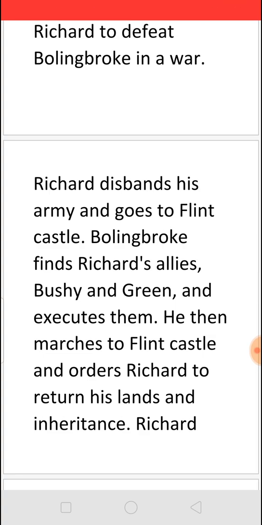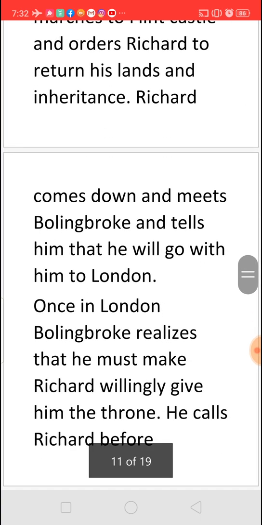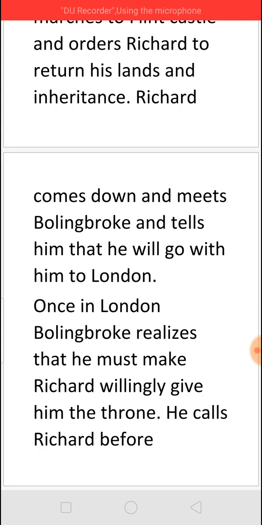And Bolingbroke goes and finds Bushy and Green, who are very close to Richard II, and he kills them. And then he takes his army and goes to the Flint castle and orders Richard to give back his land and his inheritance, like all his property. And Richard II also does not want to fight with Bolingbroke, so he comes down and tells him, I will listen to whatever you say, and I am also willing to come to London along with you. So Bolingbroke brings Richard II to London.